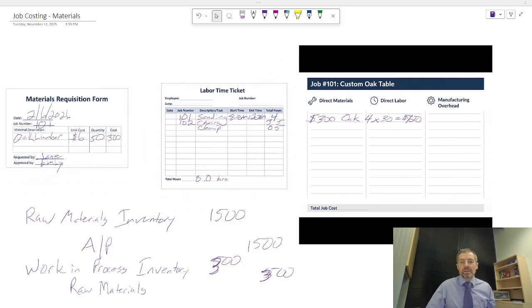So the second problem is even bigger. We have a timing issue. Let's say we finish the table for our customer on January 15th. The customer is standing right there waiting for the final bill, and we need to know the total cost right now. Usually, we don't know the electric bill until the end of the month, or we don't know the depreciation on the factory equipment until the end of the year. But we need to know the cost right now, and right now our bucket for manufacturing overhead is empty.